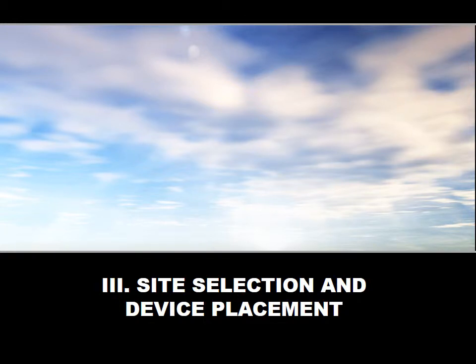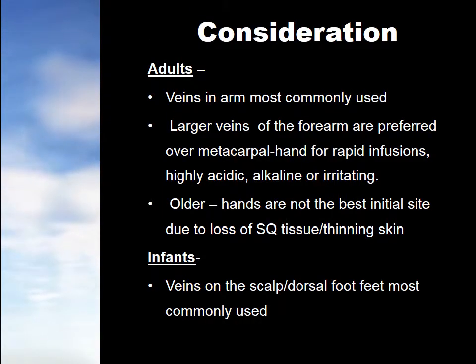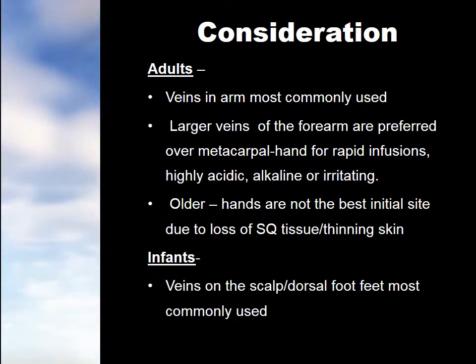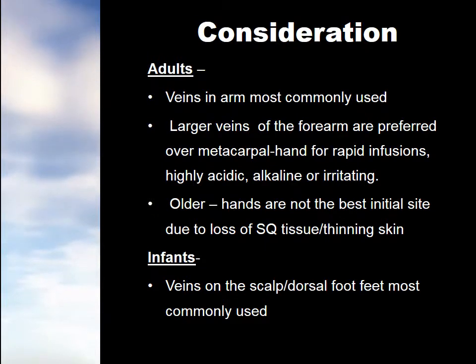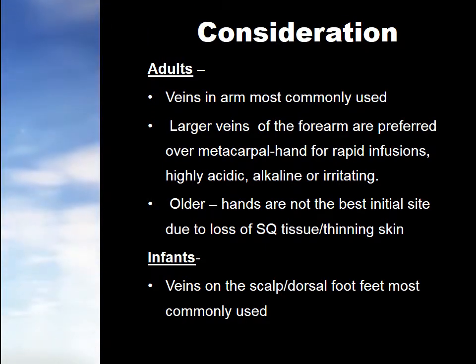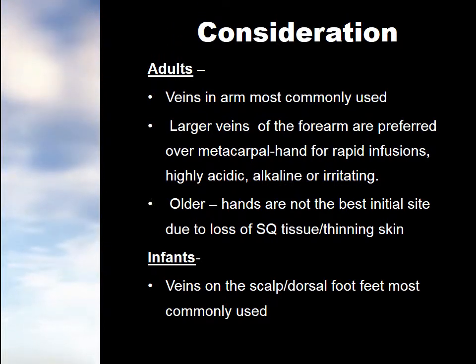Site selection and device placement. Consideration for adults would be veins in the arm are most commonly used. Larger veins of the forearm are preferred over metacarpal veins of the hand for rapid infusions, and highly acidic, alkaline, or irritating infusions. As far as the elderly, hands are not the best initial site due to loss of subcutaneous tissue and thinning of the skin. As for infants, veins on the scalp, dorsal foot, feet are most commonly used.